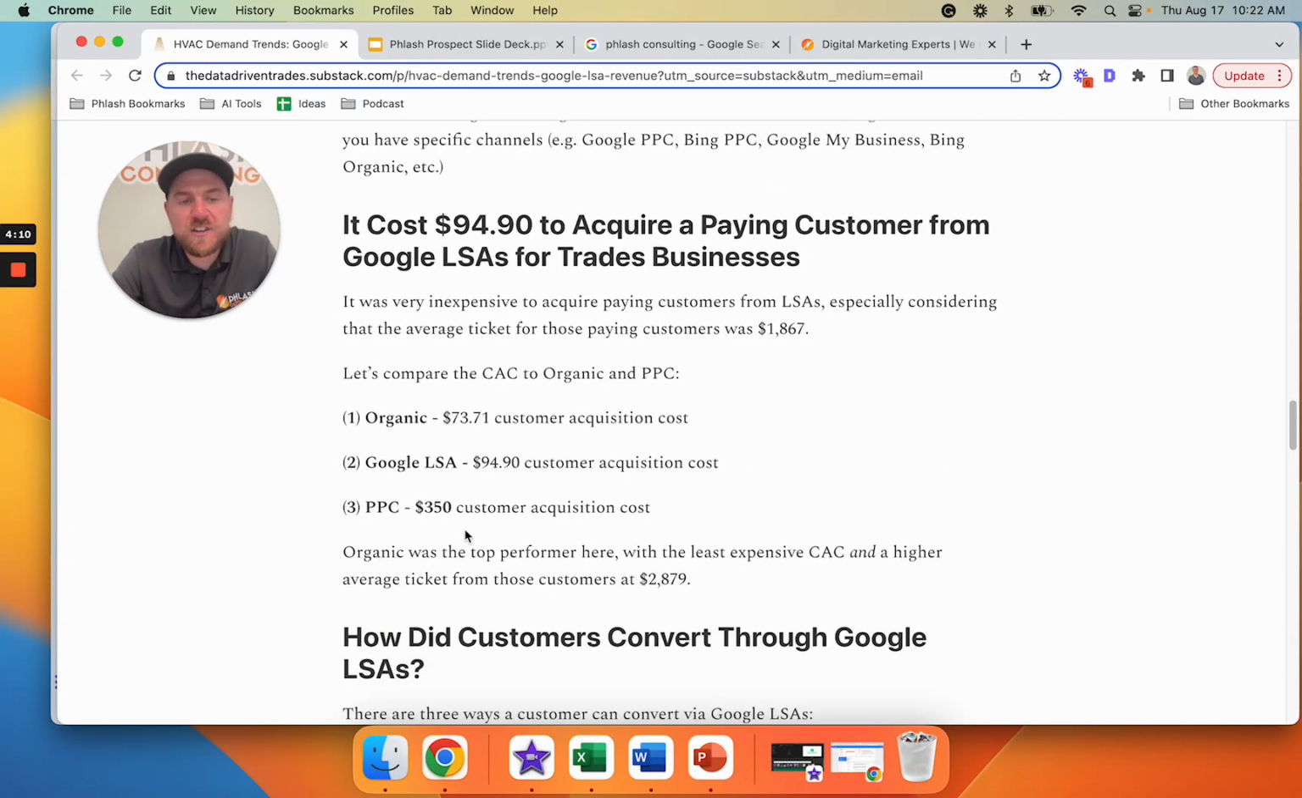But if you're not looking at your average ticket and you're not trying to drive that up and you're not monitoring and managing that, then PPC is going to crush you and it's not going to be effective. That's just one area that people look at.